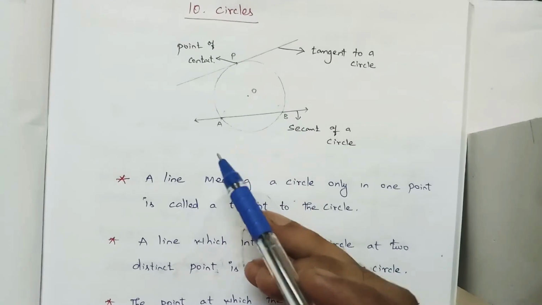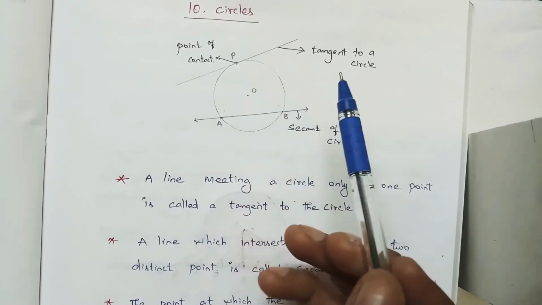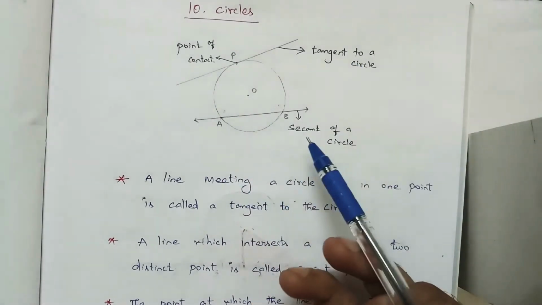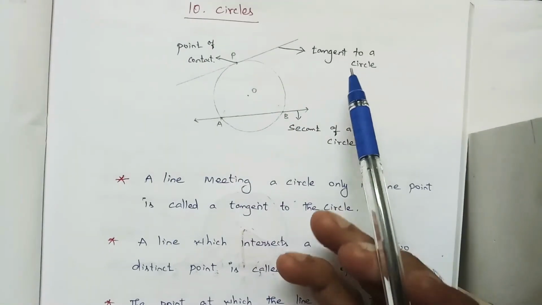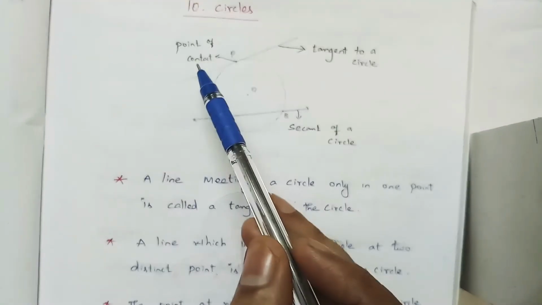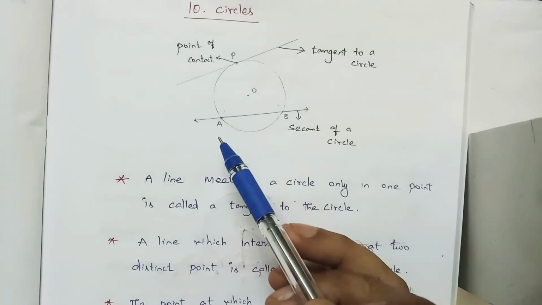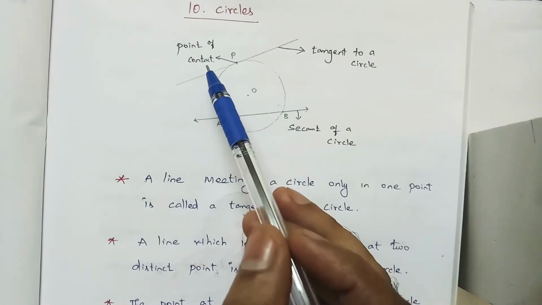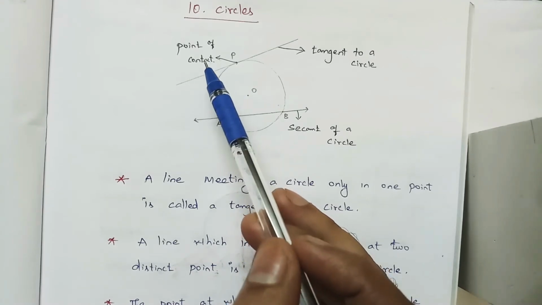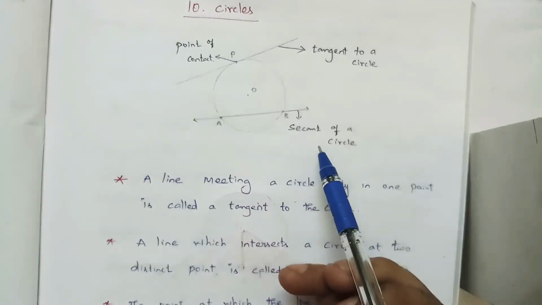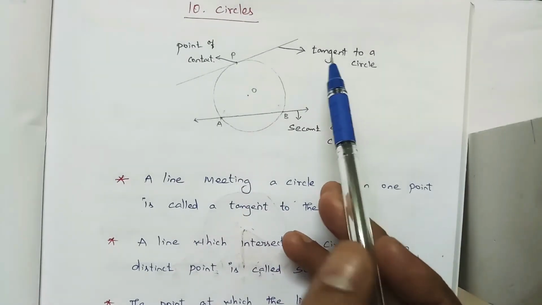Here we are going to discuss only three things: tangent to a circle, secant of a circle, and point of contact. So we are going to know what is meant by point of contact, what is meant by secant of a circle, and what is meant by tangent to a circle.